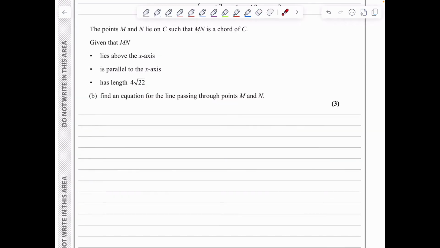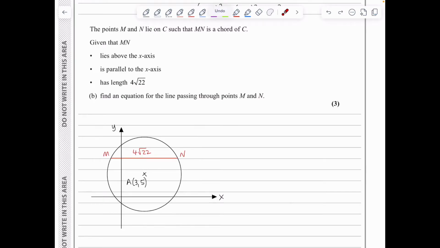We then have that points M and N lie on C such that MN is a chord of C. Well, we know that MN lies above the x-axis. It's parallel to the x-axis and has a length of 4 root 22. And we need to determine an equation for the line passing through points M and N. So I will start by drawing my circle here. It's centered at point A with coordinates 3, 5. So if I put points M and N and I join them with a straight line, this is a chord with a length of 4 root 22, which is parallel to the x-axis as instructed.